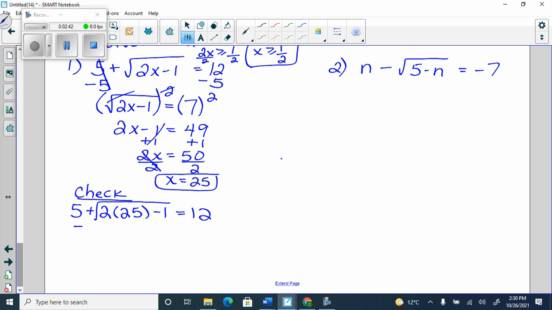So we have 5 plus the square root of 49 equals 12. 5 plus 7 equals 12. And 12 equals 12. And it works. And we're happy.